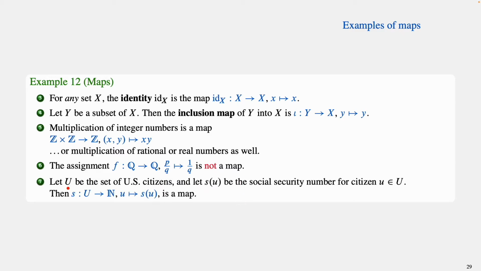And now a map that does not just involve sets of numbers. For example, if U is the set of US citizens and S(u) the social security number for a particular citizen, then this defines a map S from the citizens into the integer numbers, or the natural numbers to be precise. I don't think there are negative social security numbers. It maps each citizen to its social security number. Now something like this might work for other countries, of course, if they have unique social security numbers for every single citizen, but I don't think in every country this is the case.